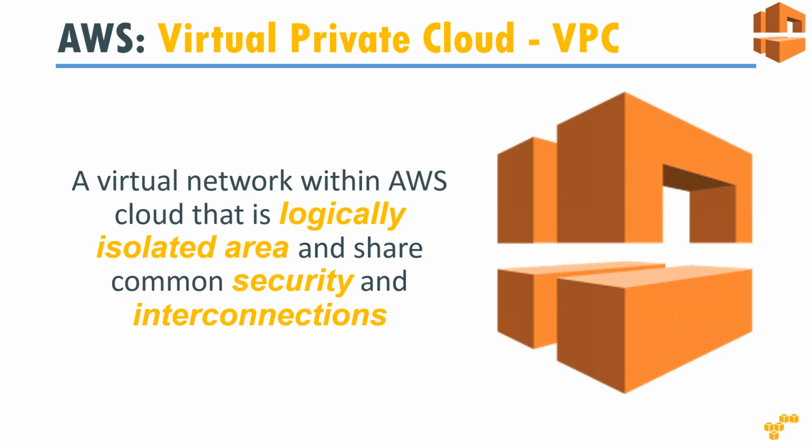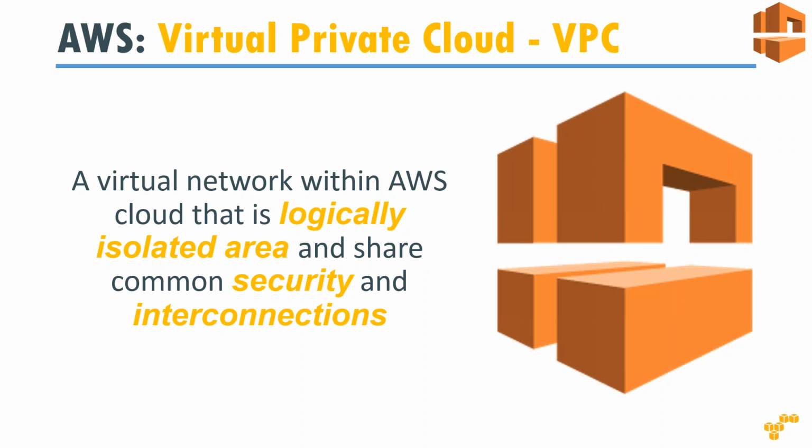So here also, when you are creating a VPC, a virtual network within the AWS Cloud, that is a logically isolated area. In other words, if you have two VPCs, they cannot communicate with each other by default. They are isolated, and you need to enable the connections between them.